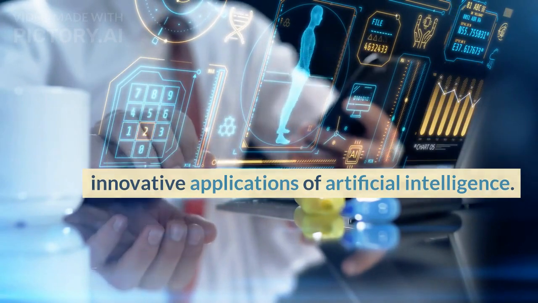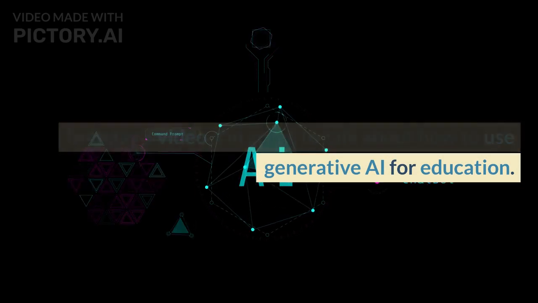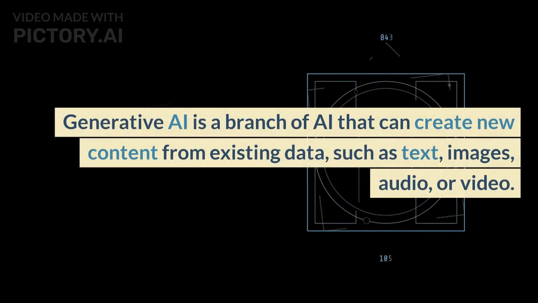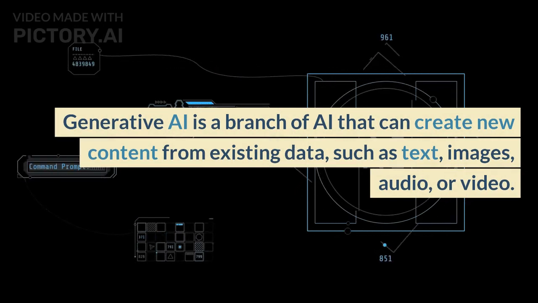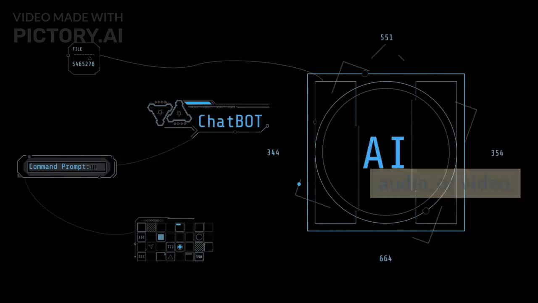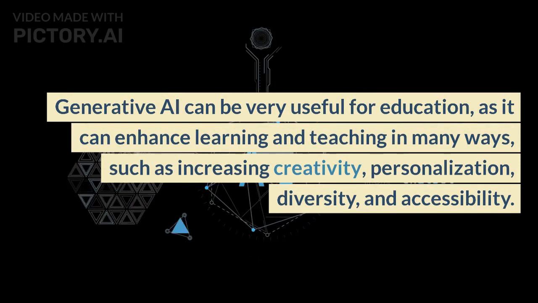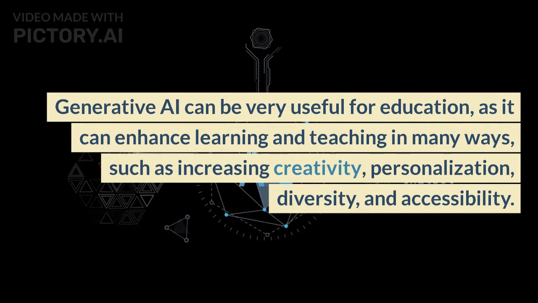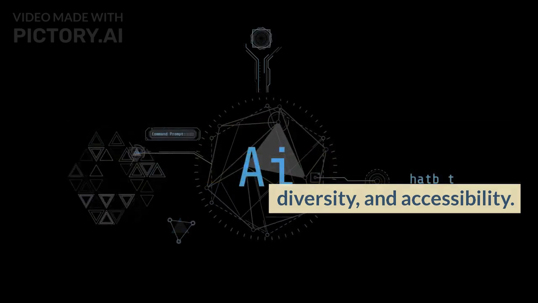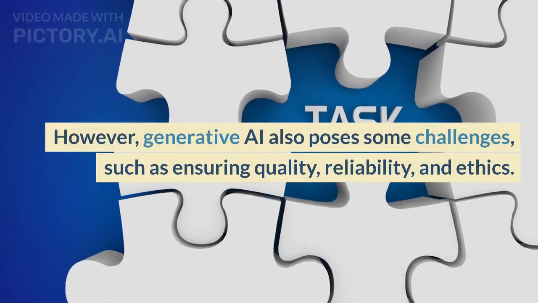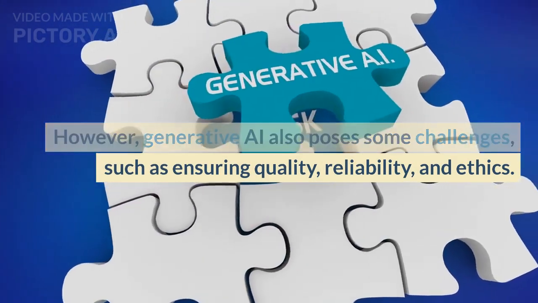of artificial intelligence. In today's video, I'm going to talk about how to use generative AI for education. Generative AI is a branch of AI that can create new content from existing data, such as text, images, audio, or video. Generative AI can be very useful for education, as it can enhance learning and teaching in many ways, such as increasing creativity, personalization, diversity, and accessibility. However, generative AI also poses some challenges, such as ensuring quality, reliability, and ethics.